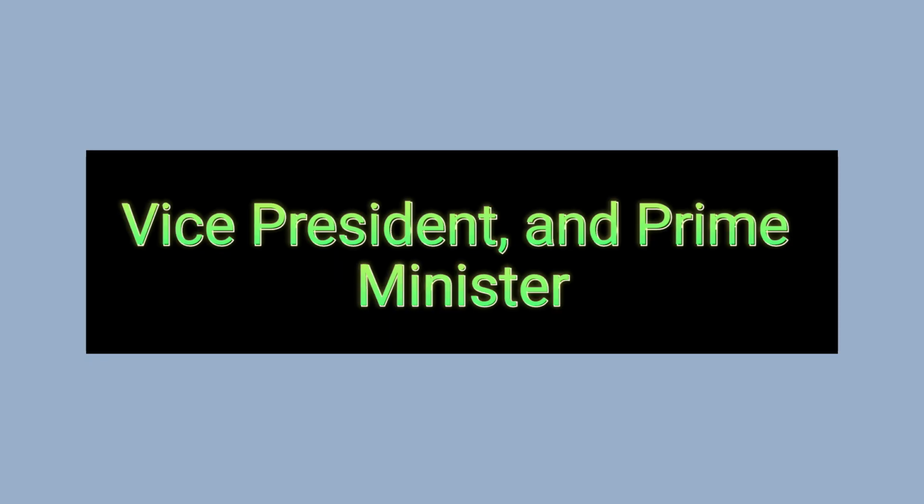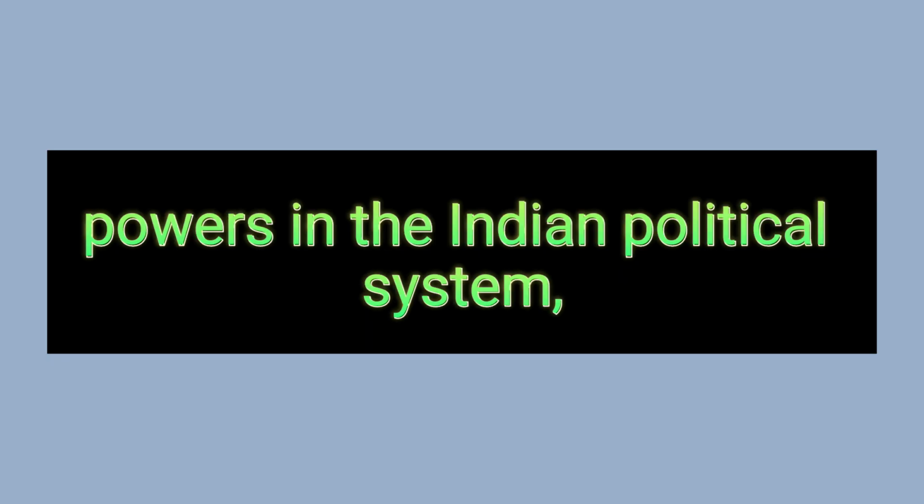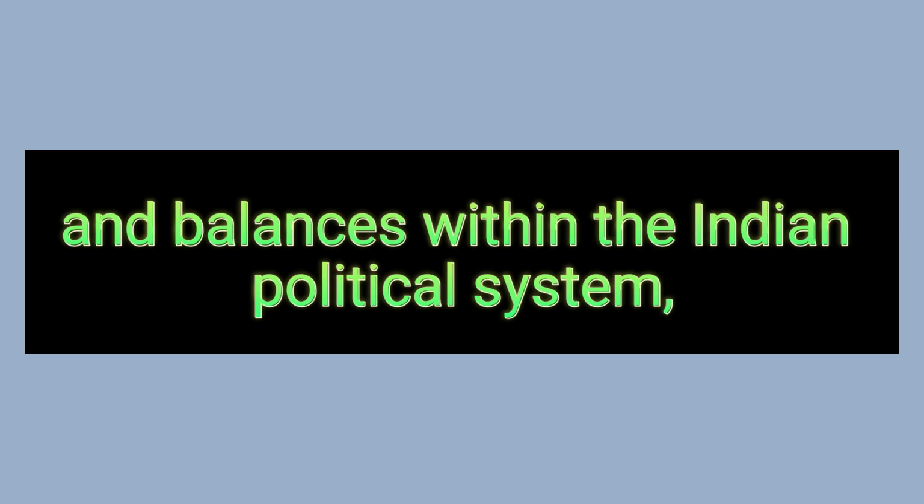In conclusion, while the President, Vice President, and Prime Minister hold significant powers in the Indian political system, there are also clear limitations to these powers. These limitations form a crucial aspect of the checks and balances within the Indian political system, ensuring the proper functioning of the government and the stability of the nation.